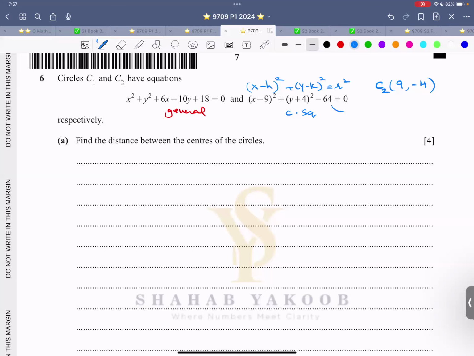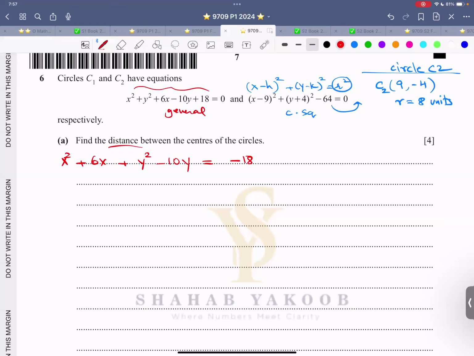And minus 64, when I take it to the other side, that is r squared. Therefore, r is 8 units. There is no centimeters over here. This is circle C2. That is what I have observed, and I did it right away. And then the first one over here, I need to convert. So x squared plus 6x plus y squared minus 10y, take the 18 to the other side, that is negative 18.